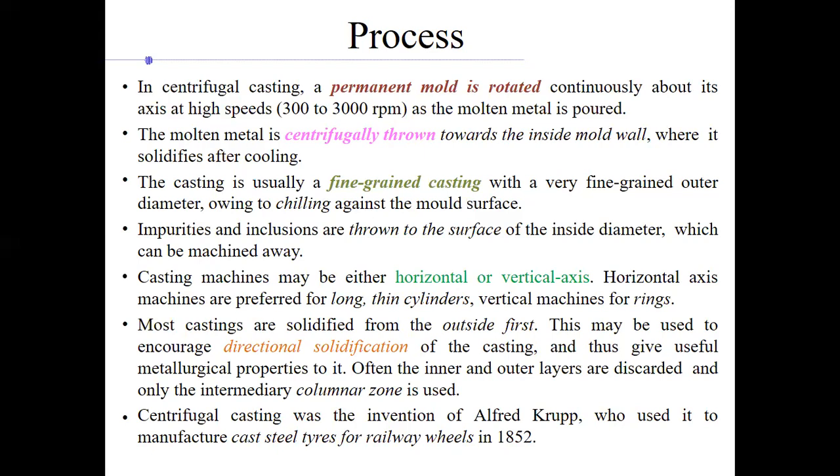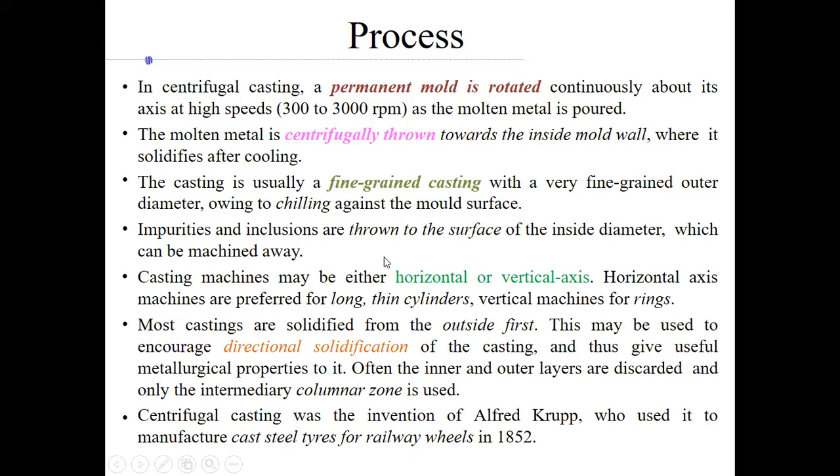Brittle materials would have fine grained structures, so that is what we are trying to achieve here: fine grained casting, with a very fine grained outer diameter chilling against the mold surface, right? As you have seen, the outer part of the die will cool down first because of the atmospheric air. That gives it a very fine grained structure on the outer diameter of the casting as compared to the inner one.